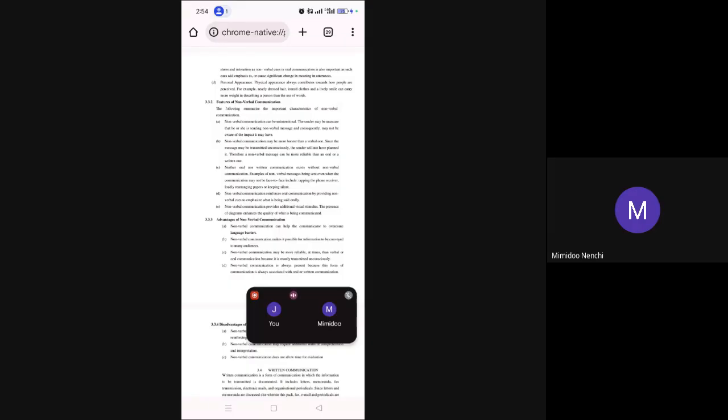Therefore, a non-verbal message can be more reliable than an oral, verbal or written one. Now, another one is that neither oral nor written communication exists without non-verbal communication. Without it, there is no way you can do anything. Both oral and written communication cannot exist without non-verbal.